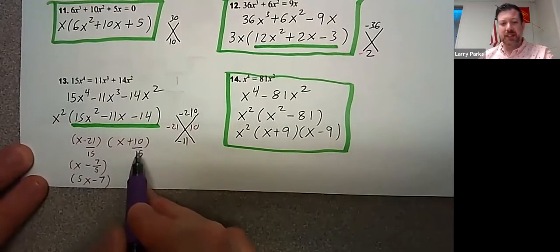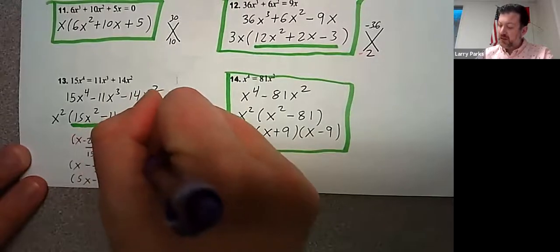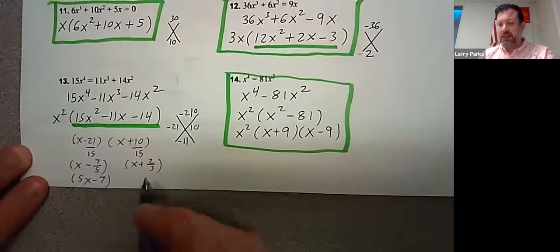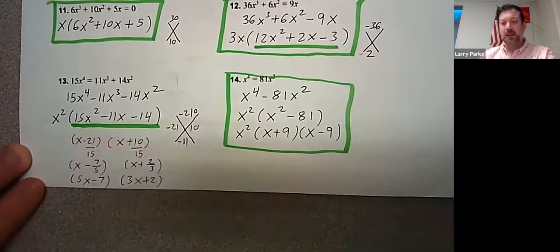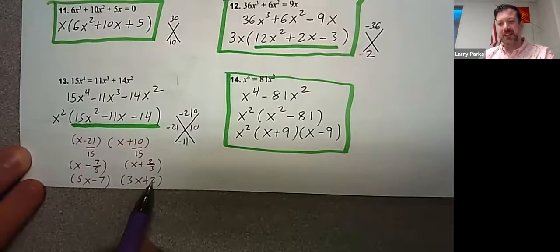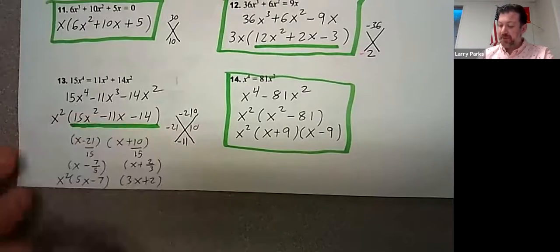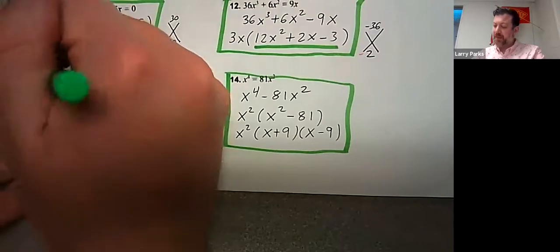Here, 10 over 15, 5 goes into both. So that'd be 2/3. So then the 3 would slide to the front, make 3x plus 2. Which is where the negative 2/3, negative 0.6666 came from. And then pull down your x squared. So this one's factored. We're done.